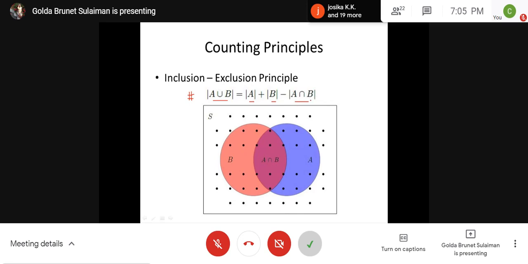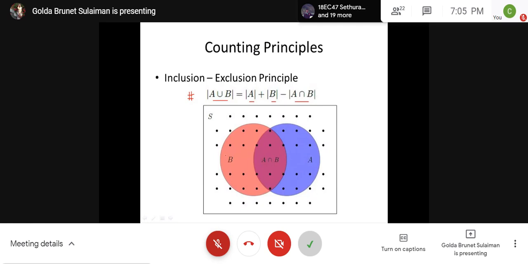So why should we subtract this A intersection B to get this one? Anyone? Yeah, thank you, Darshini. When you add the cardinality of A, I'm going to add everything inside this circle.